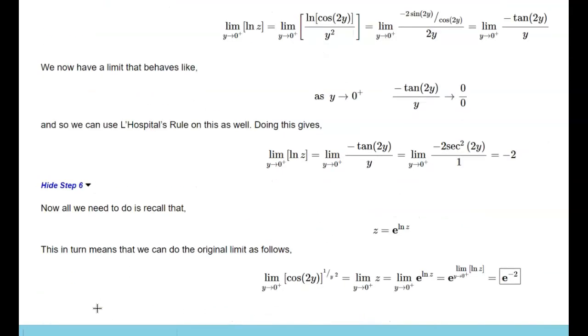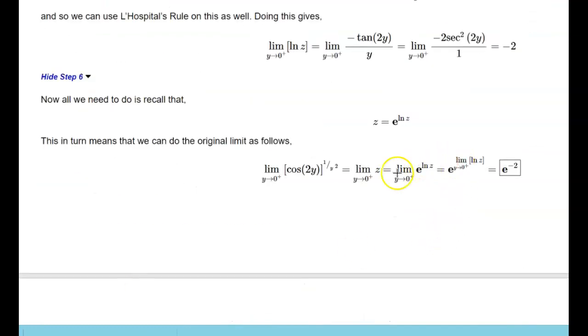All right, and I'll show you all the way down here the formal notation. I'm just lazy, so don't write it out. Remember, that's our original function is equal to the limit of z. We can rewrite that as e to the natural log of z because e and natural log cancel out. And then we just did the natural log of z. And so that's our exponent, which is -2.